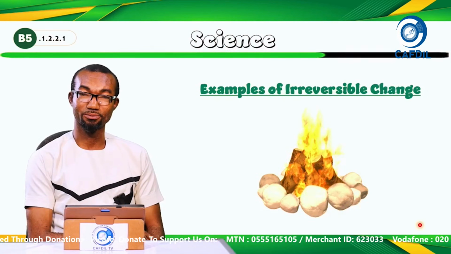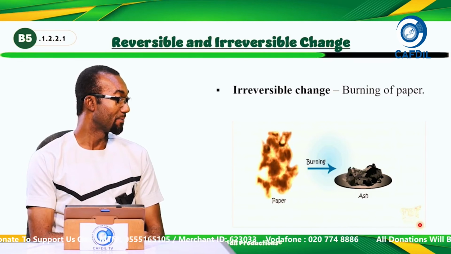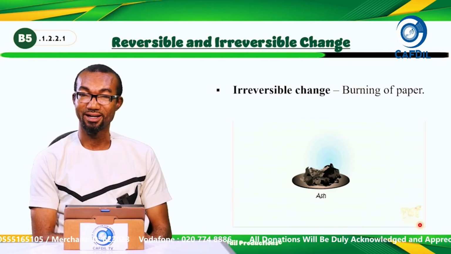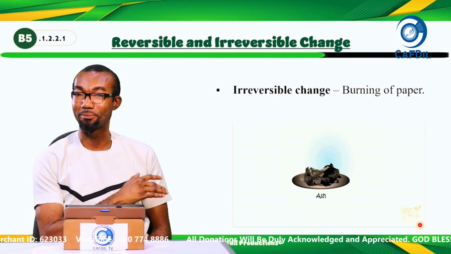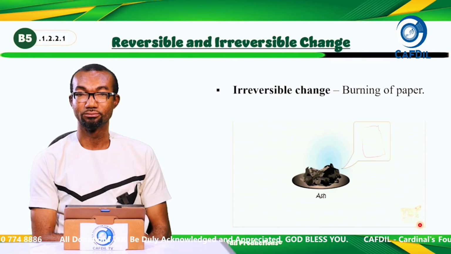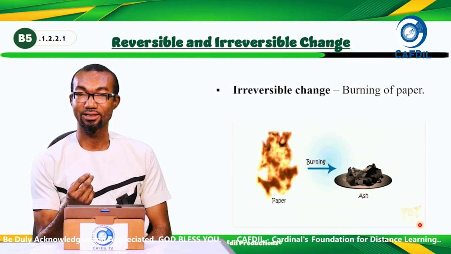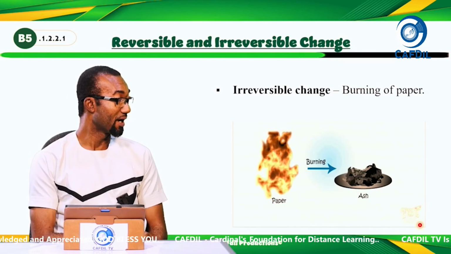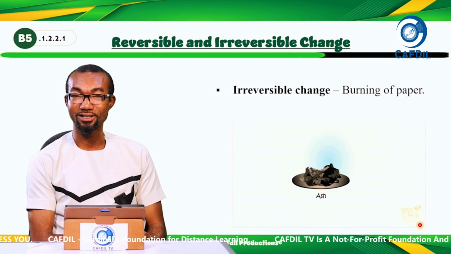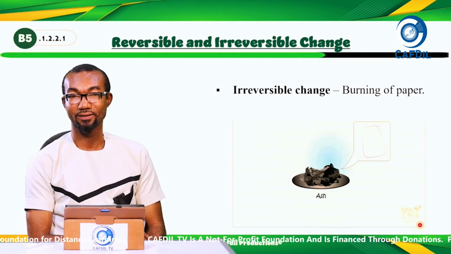Now let's look at some examples. Burning of paper. If the paper is burnt, it changes into ashes, and the ash and the paper are completely two different things. I can write on a paper, I can fold a paper, but I cannot do the same with the ashes after it is burnt. So burning of paper is irreversible. If a friend takes your exercise book and burns it into ashes, there's no way you get it back.